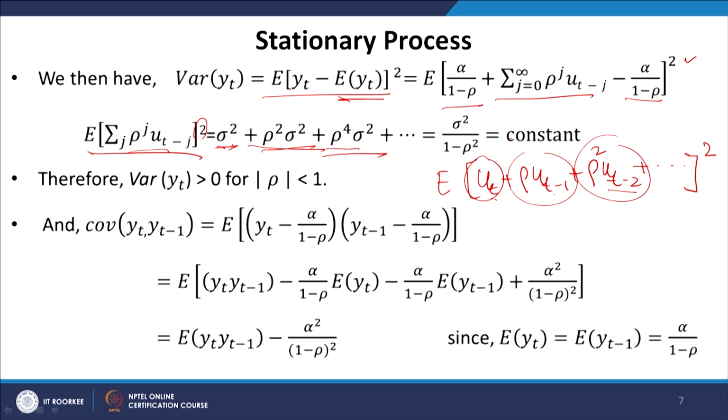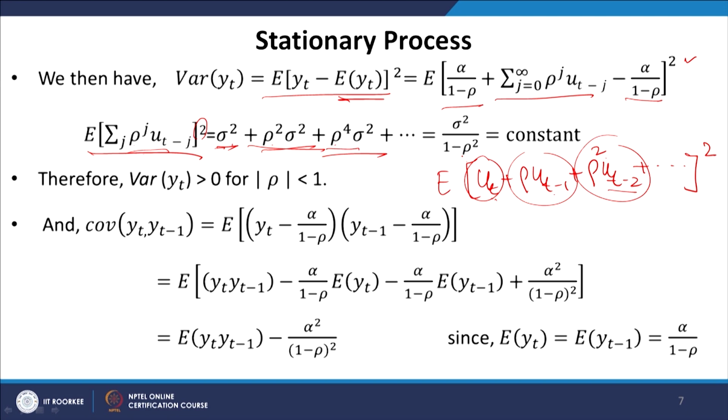And then again it will be an infinite series of 1 plus rho square plus rho raised to the power 4 and so on. That is how we have sigma square upon 1 minus rho square. This is also a constant. Therefore, the variance of y t will be greater than 0 for mod value of rho less than 1. See, variances always have to be greater than 0, or positive numbers.